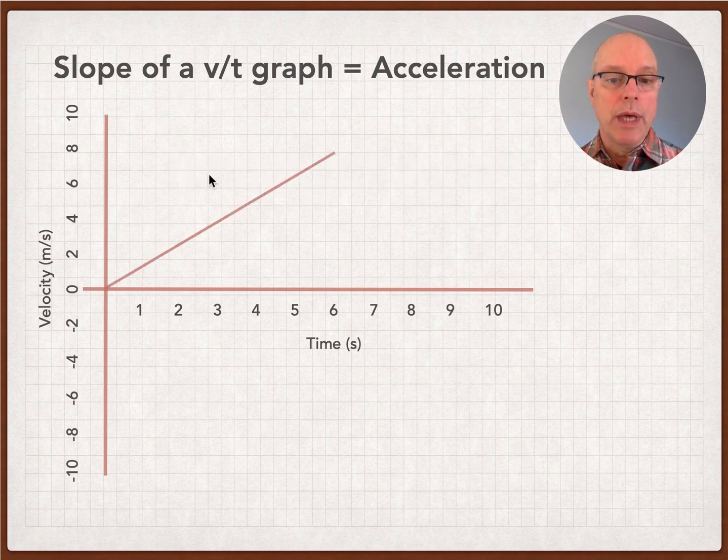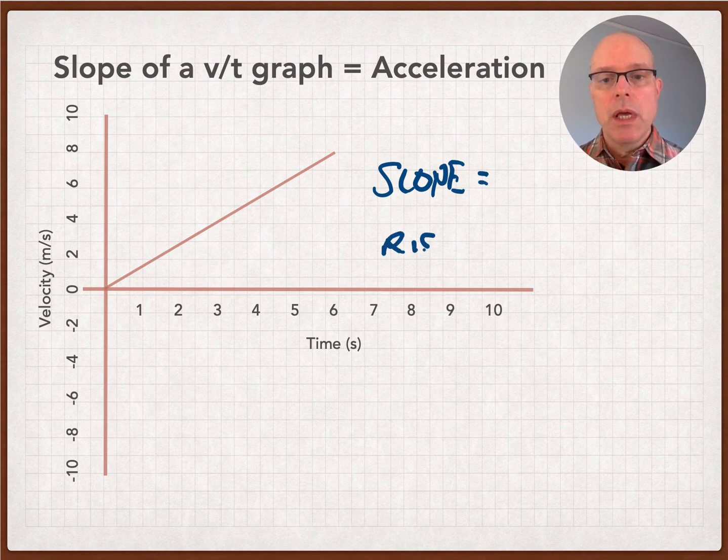And what you're going to do with that to solve it is just go ahead and get the slope. So the slope of this graph is going to equal the rise over the run. And what I'm going to do is just go ahead and figure that out. So the rise of the graph goes from 0 meters per second all the way up to 8 meters per second. So it's the change in velocity.